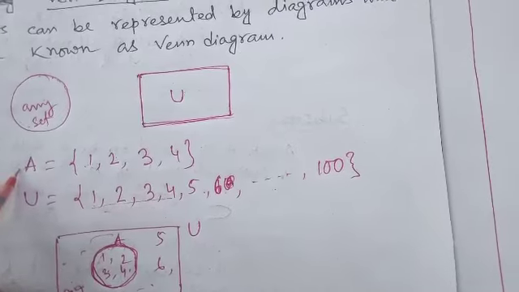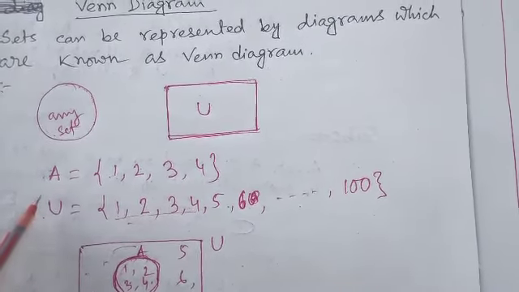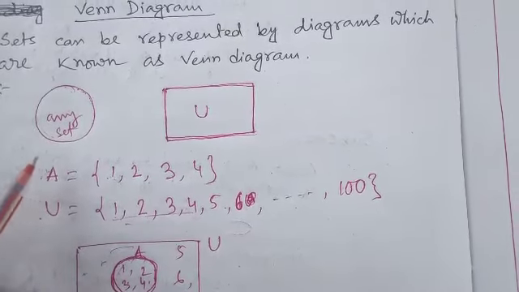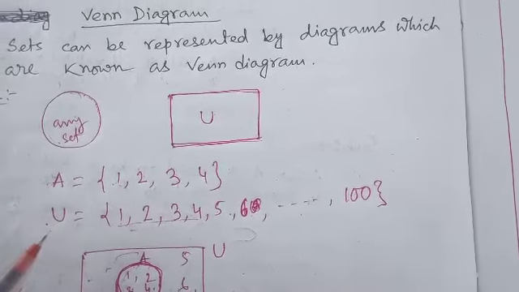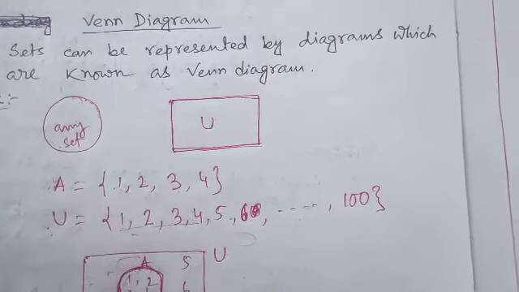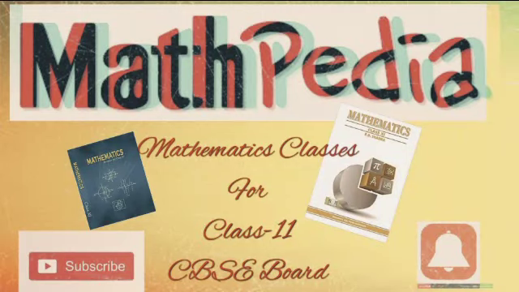And here you see another thing: A is always a subset of the universal set. So any set is always a subset of its universal set, it is always true. And phi is also a subset of any set, and any set is a subset of itself. Today's class is up to this.